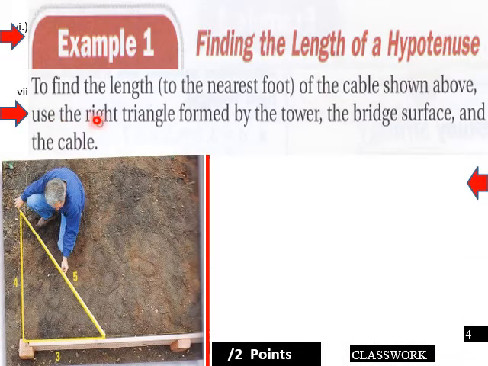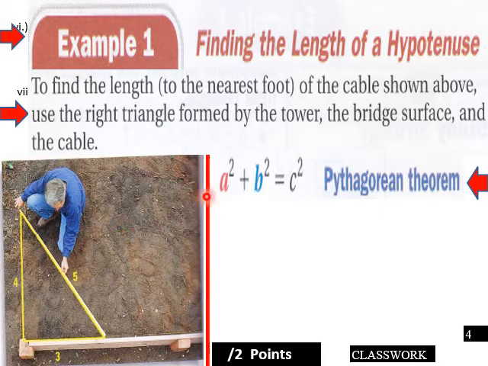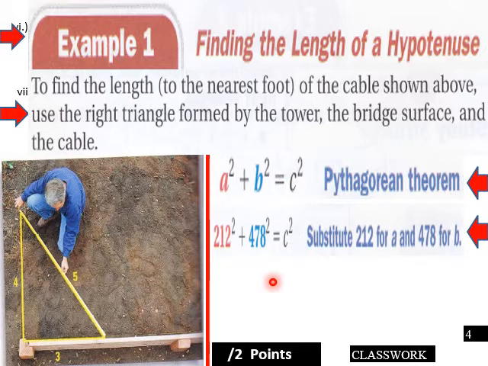So to find the length to the nearest foot of the cable shown above, use the right triangle formed by a tower, the bridge surface, and the cable. So here's our Pythagorean theorem right here. A squared plus B squared equals C squared. And so we just plug in our values from the above information. The C squared is our hypotenuse here. These are the legs here.